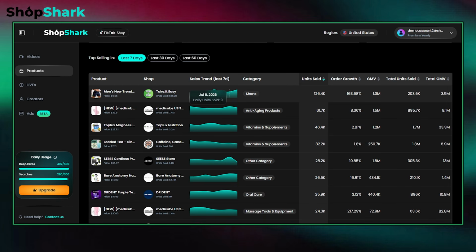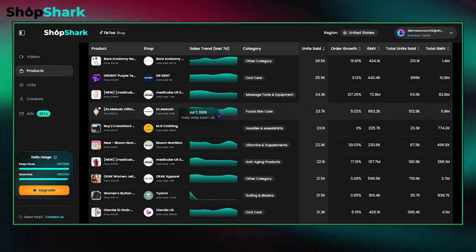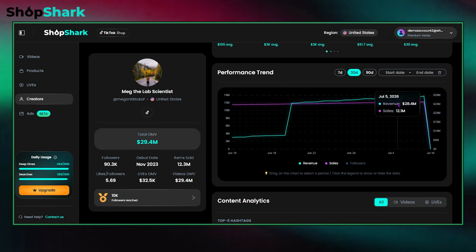ShopShark is built for TikTok shop creators, sellers, and brands who want more context behind what they see on TikTok. Instead of only looking at views or likes, you can research products, videos, creators, and live streams through ShopShark that scrapes over 20 million videos daily.